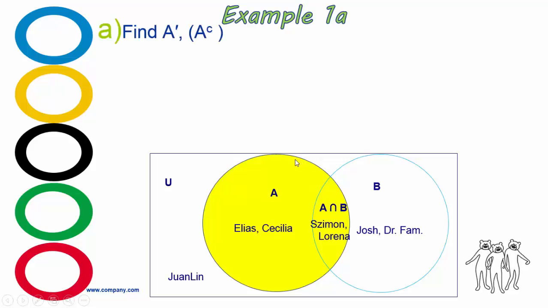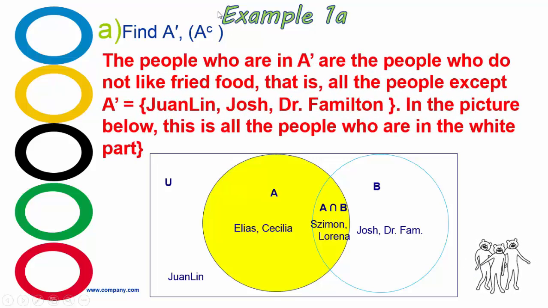So here we want to find the complement of A. That's what this A with a little tick is, or sometimes some books have it A with a little C. Now the complement would be all of the people that are not in A. So here we have Wan Lin, she's not in A, Josh is not in A, and I am not in A. So we would be considered the complement.